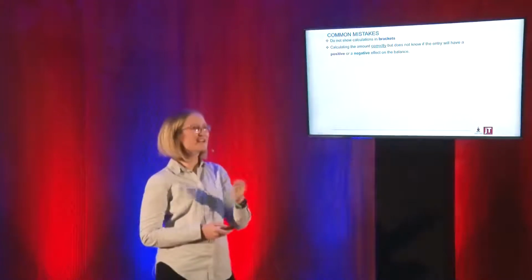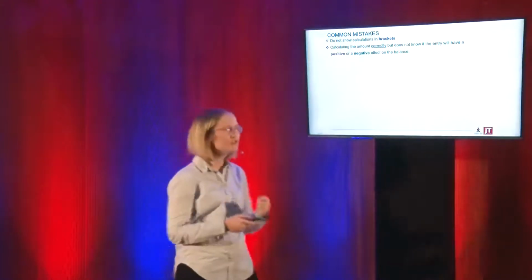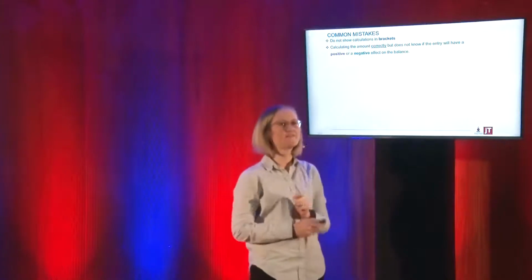Then we calculate the amounts correctly, but we do not know what effect it has on the balance. So if you're not sure, use T accounts as a tool. T accounts are your friend. On your paper, just indicate debtors is an asset, plus on the debit, minus on the credit. Creditors is a liability, minus on the debit, plus on the credit. So if I credit, for example, creditors control, I know that the balance will increase. So use the T accounts, it's your friend, if you are not sure.